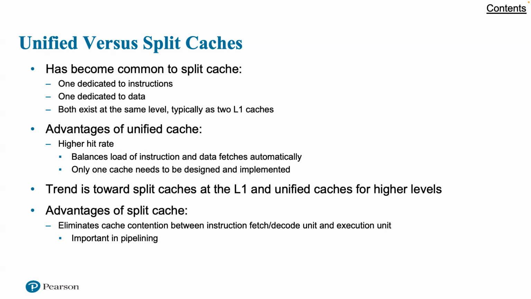The trend is towards split caches at the L1 and unified caches for higher levels, particularly for superscalar machines, which emphasize parallel instruction execution and the prefetching of predicted future instructions. The key advantage of the split cache design is that it eliminates contention for the cache between the instruction fetch/decode unit and the execution unit.